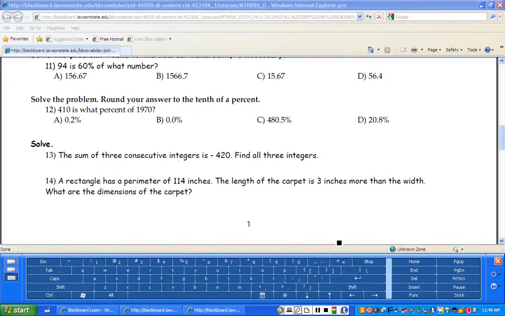and now the last problem. A rectangle has a perimeter of 114 inches. The length of the carpet is 3 inches more than the width. What are the dimensions of the carpet? Okay, talk about a rectangle.